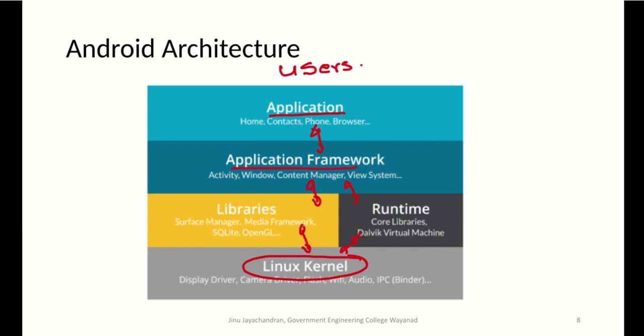So when users open an application, it will go to this application layer. Let's say the user wants to send a message using WhatsApp. Then the user types whatever message is to be sent in WhatsApp. This message will be passed to the application framework layer, which will pass it to the libraries to get useful information. Then it will go to the Linux kernel for transfer, because the Wi-Fi driver will be there in the Linux kernel. So it will be given to the Wi-Fi driver, which will transfer the required information.